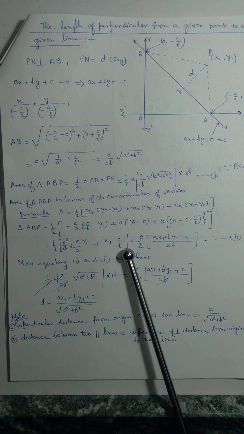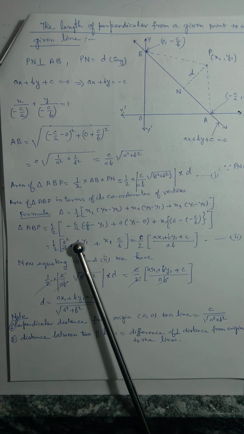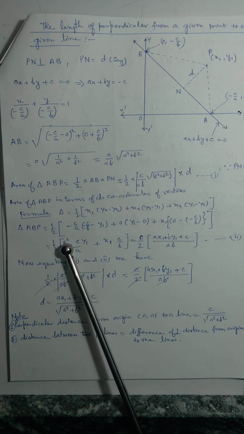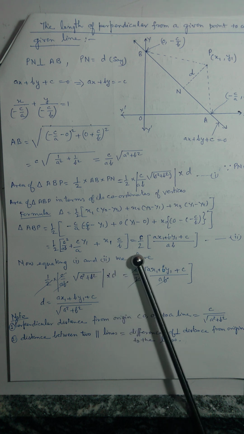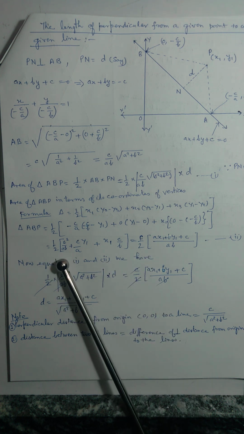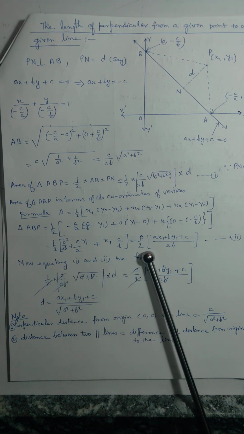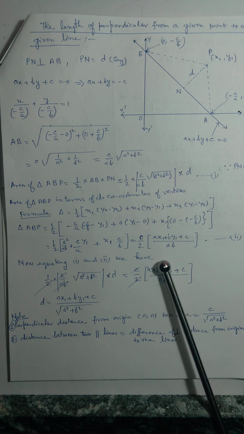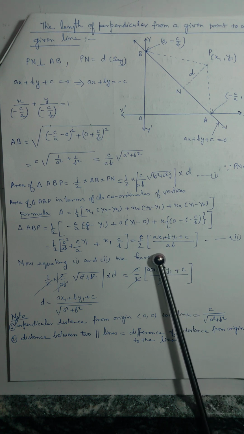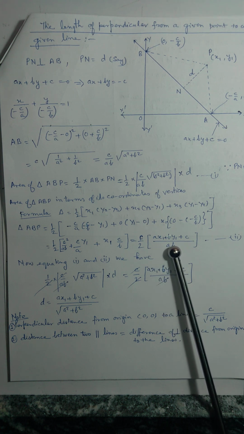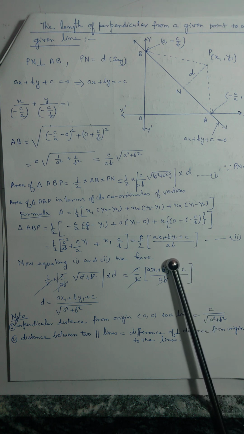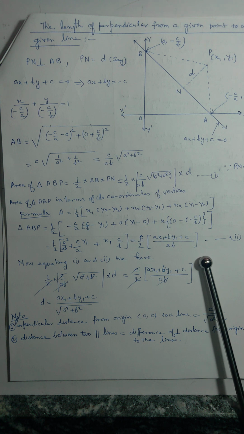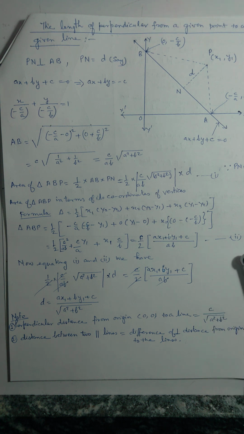Now you can take out c, you see here you are getting c, here also getting c, here you are getting c square. So you can take out c, and 1 by 2 is already outside of the bracket, that is c by 2. Inside the bracket you will get (ax1 + b1y + c) upon whole upon ab. This will be your second formula, second equation.